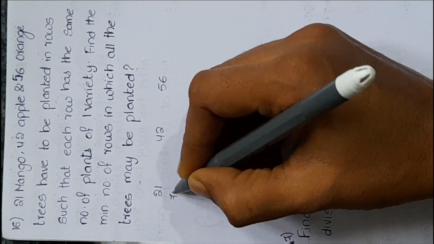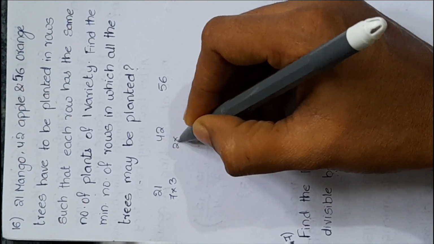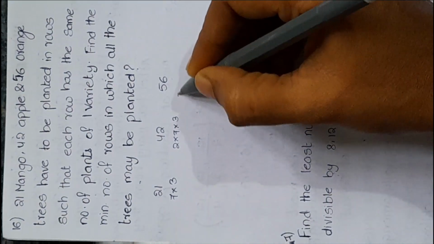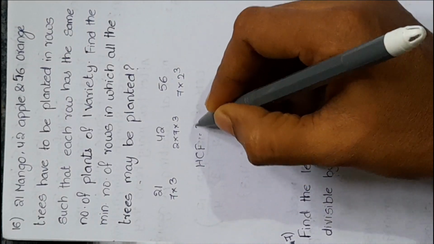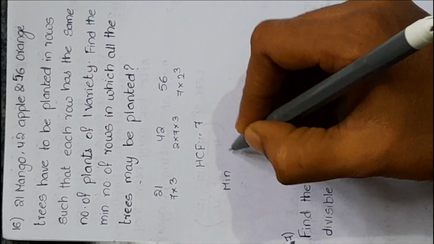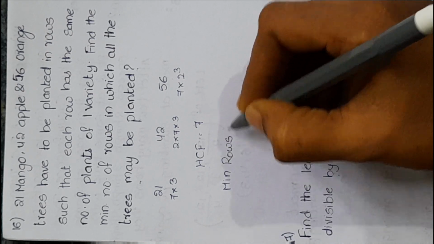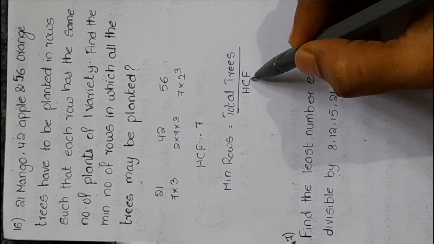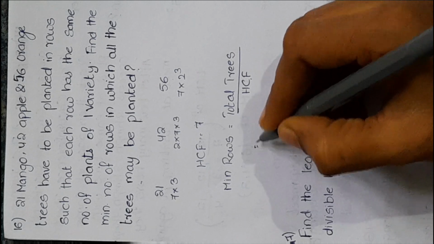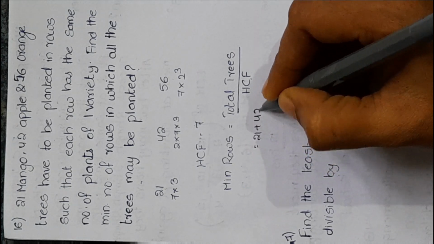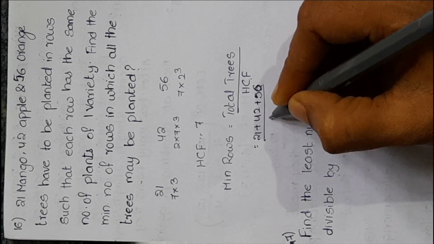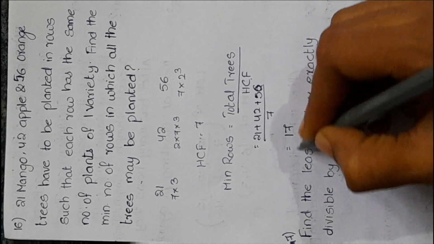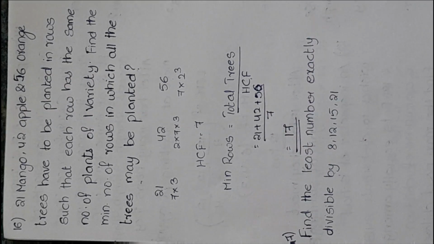What are the factors? 7 and 3. 2 into 7 and 3, 7 into 2 power 3. So HCF is 7. Minimum rows, the formula is total trees by HCF of these three numbers. So 21 plus 42 plus 56 by 7, which is equal to 17. The minimum number of rows is 17.